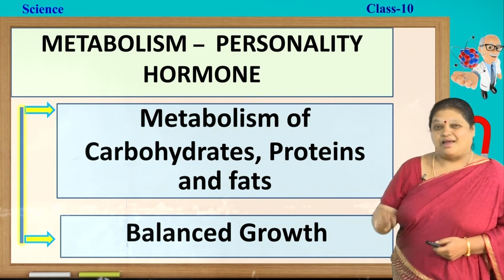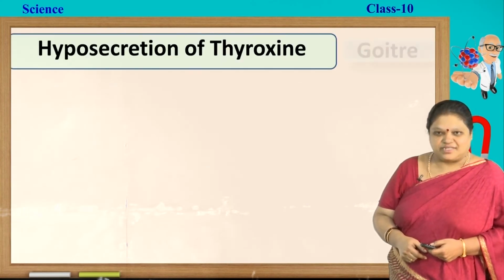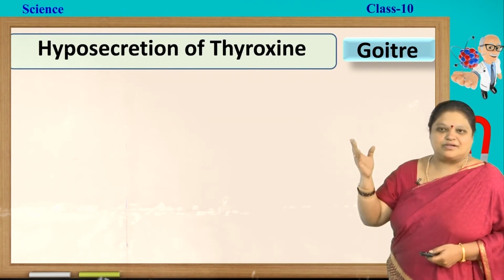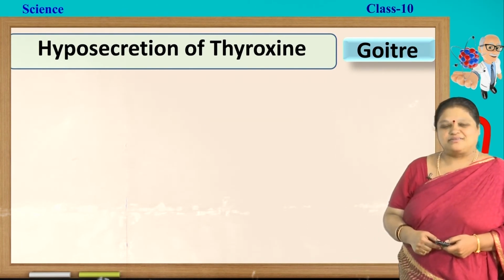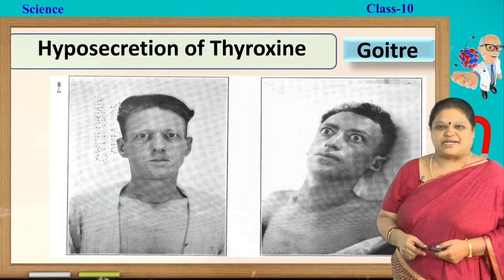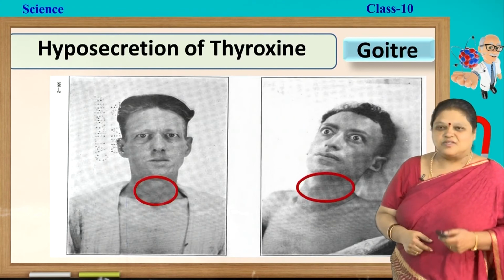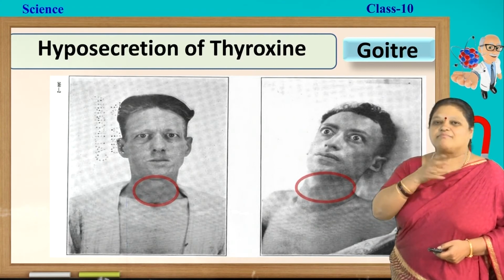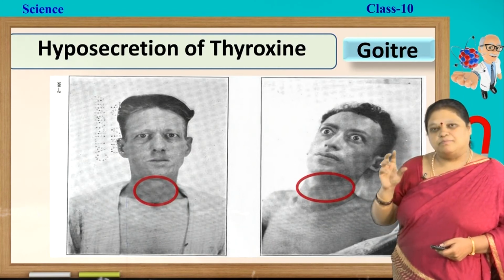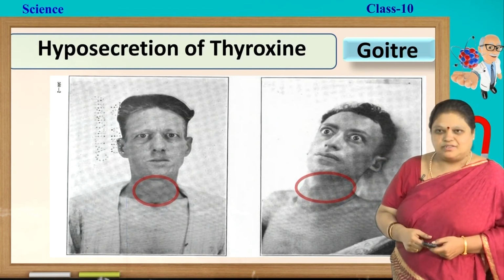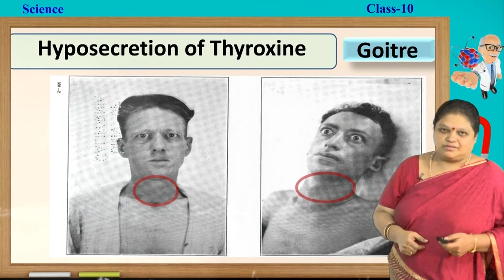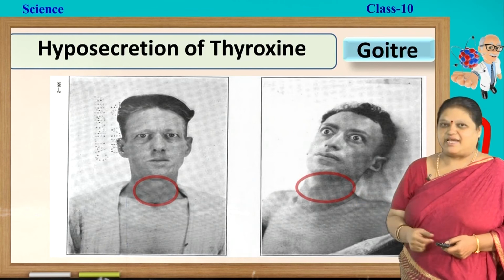So, when there is hyposecretion of this hormone, the person will suffer from a disorder called goiter. What happens is, if the iodine content is less, the thyroid gland cannot secrete enough thyroxine. So, there will be a bulge or swelling of the thyroid gland to pump lots of thyroxine. This problem is called goiter. By proper medication it can be solved.